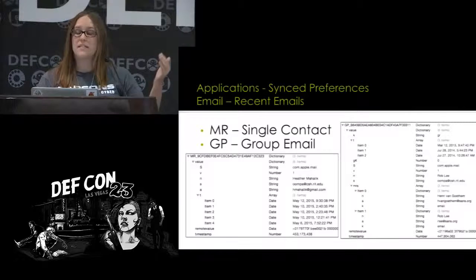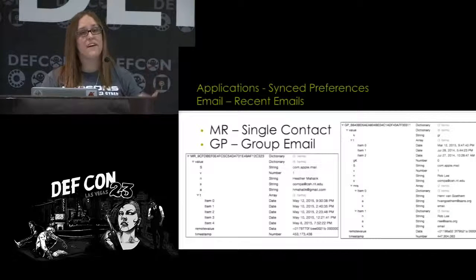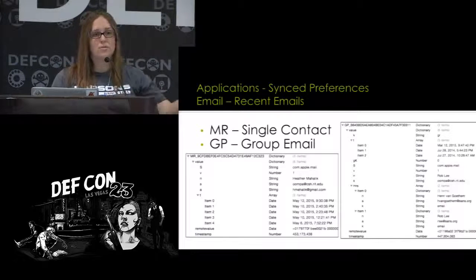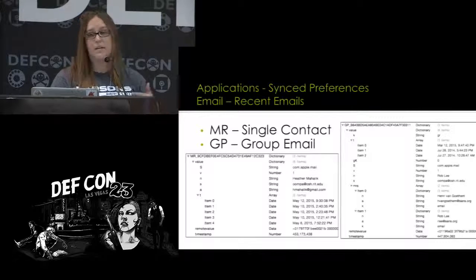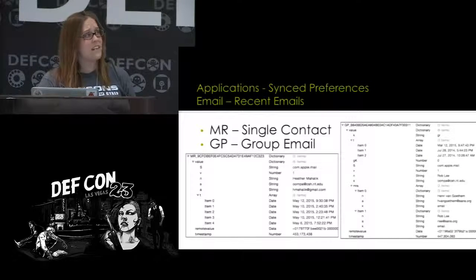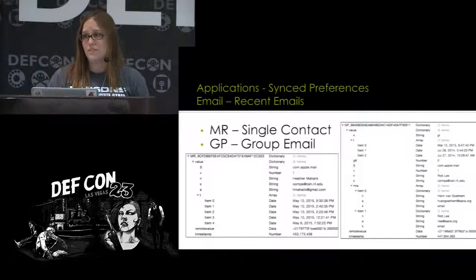Best I can tell, it's the last 5, the most recent 5 dates associated with that contact. And that's messages going to and from, so not just to a certain person, but both directions. And it also has the client that's been used. In this case, it's Apple Mail, which is the default mail application on OS X.